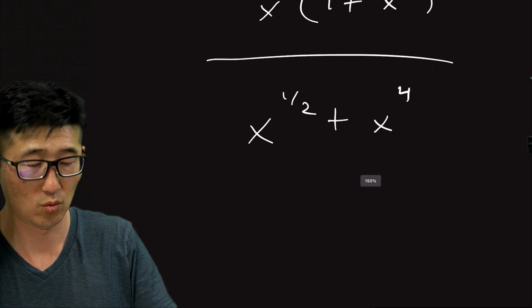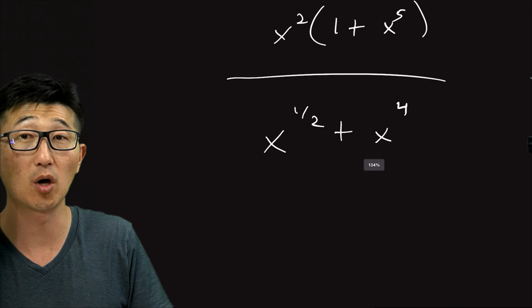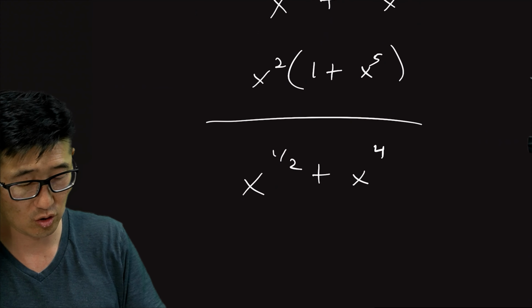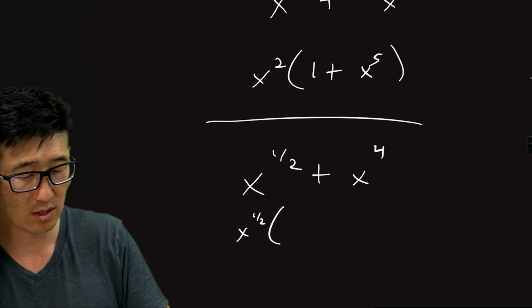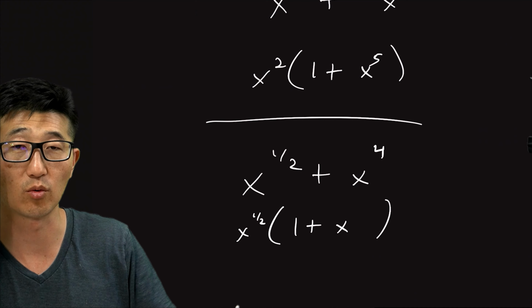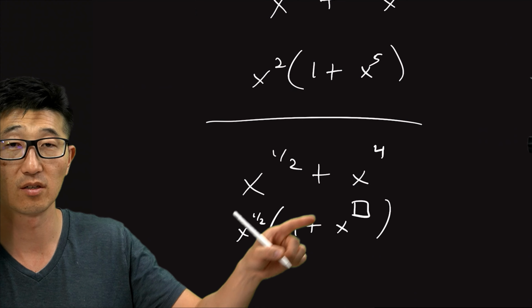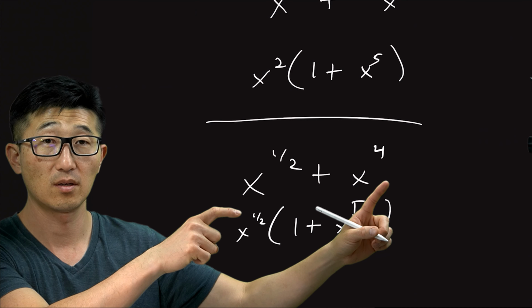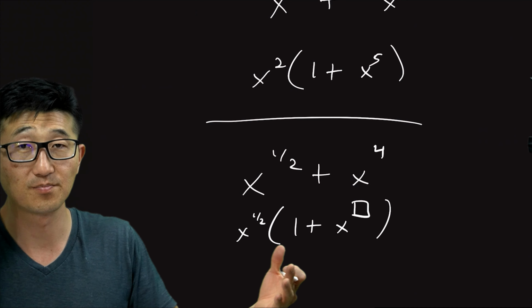Well, you always factor out the smaller of the two exponents, just like this one right here, right? So this would be x to the 1/2 and 1 plus x to the what? Well, how do you figure out what to put right over here? It'll be 4 minus what? 4 minus 1/2, which is some fraction, right? You don't have to do it.